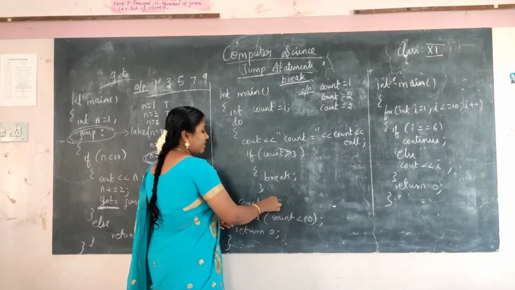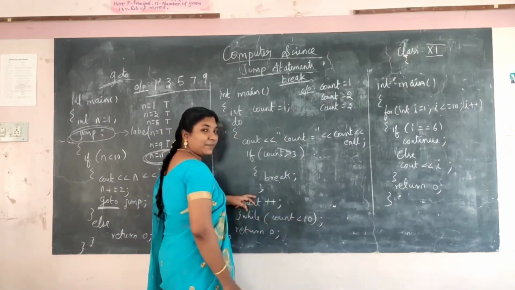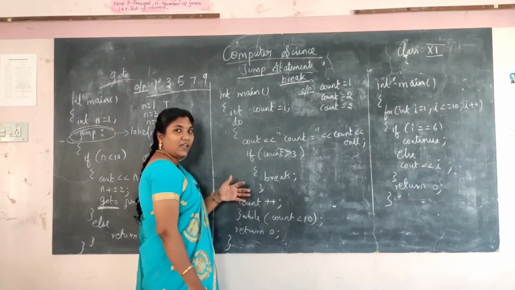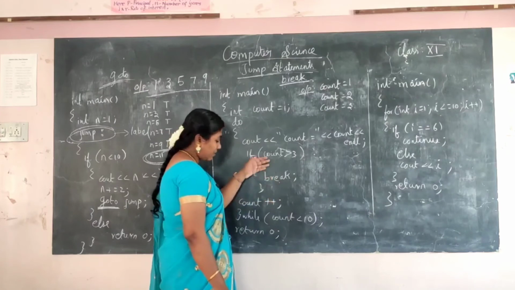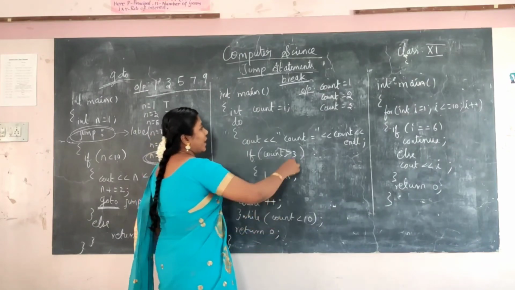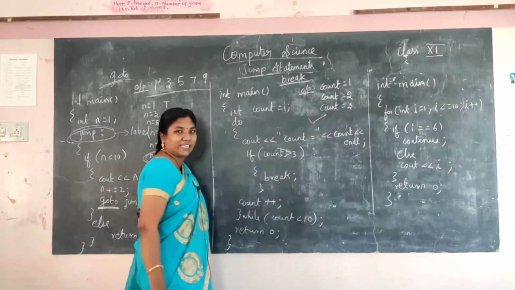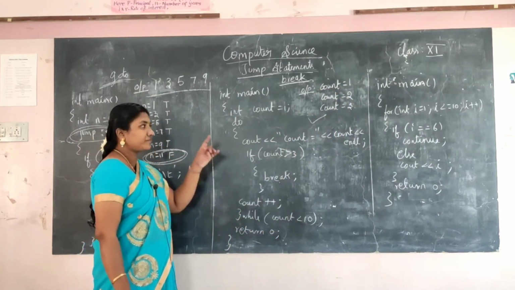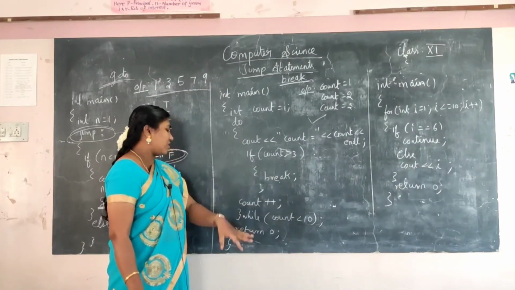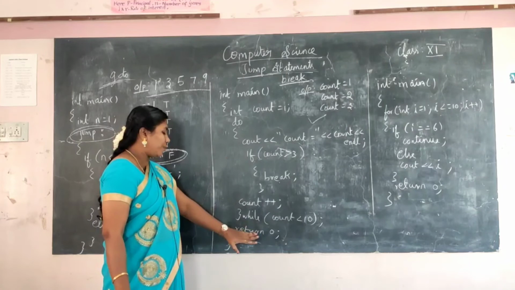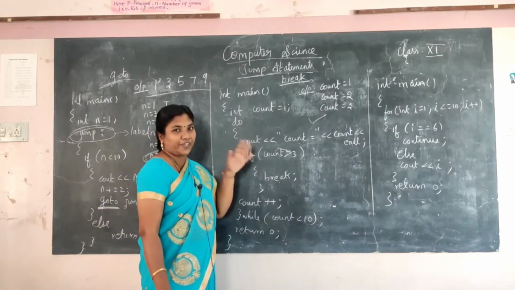So even if count goes on to 5, 6, 7, 8, 9, though I still have those values, as I have given a break statement here, it will come out of the loop. So my output will be count is equal to 1, count is equal to 2 and count is equal to 3. So this is the output for this statement. So once I have given break, it will come outside of the loop. After the loop I have given return 0 only. So as there are no more statements, my output will stop here.